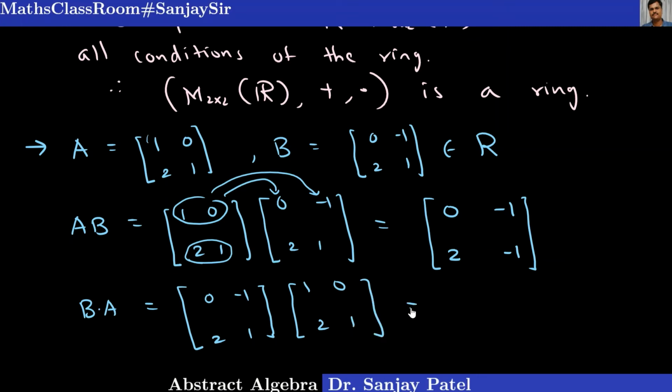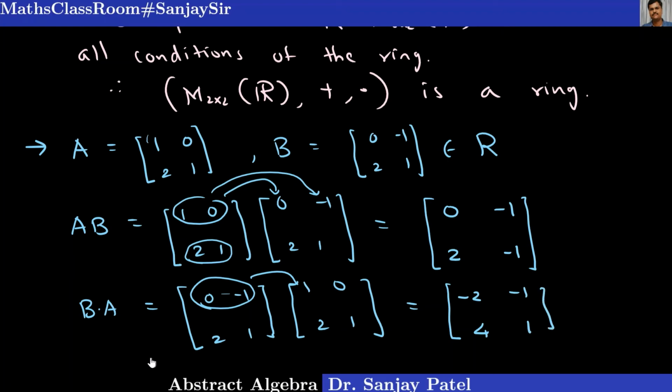So let us multiply these two matrices. Keeping this fixed and multiplying with each of these columns: 0 into 1 is 0, minus 1 into 2 is minus 2, 0 into 0 and minus 1 into 1 is minus 1. This is 2 plus 2, 4. Then 2 into 0 plus 1 into 1 is 1.